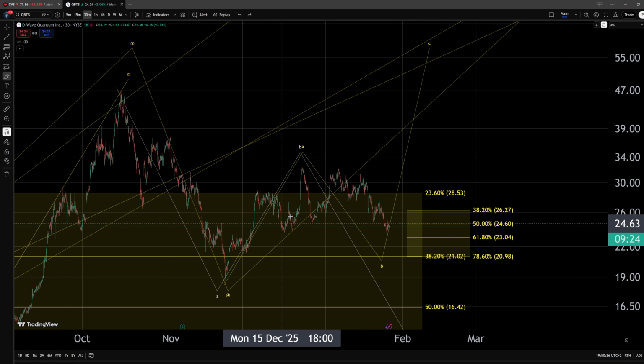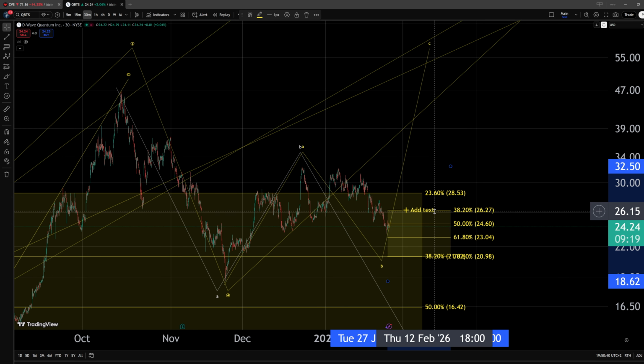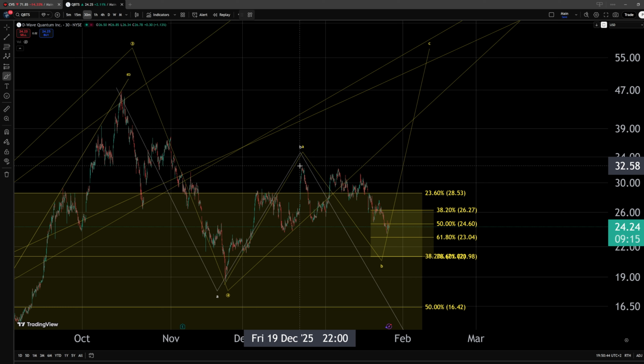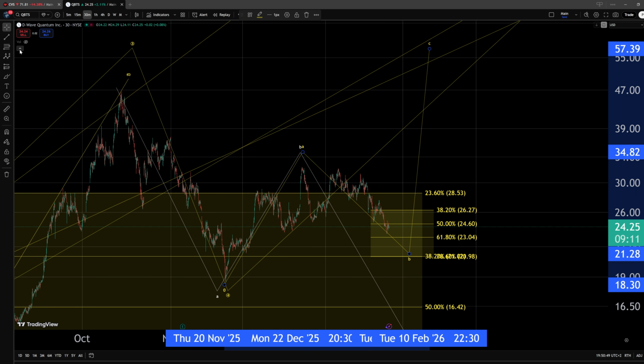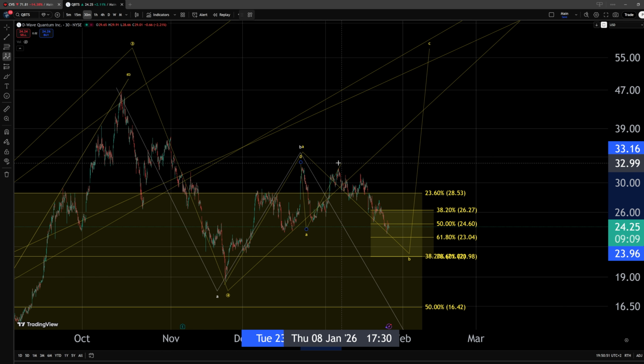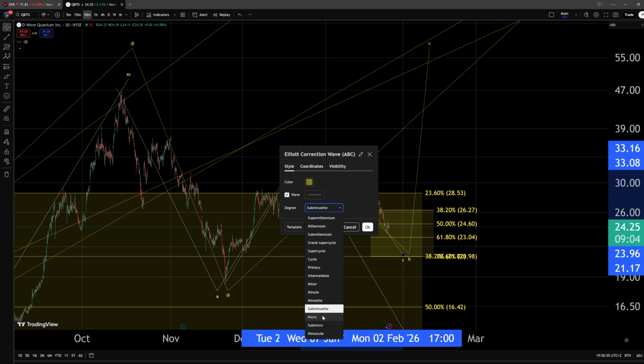Now, so far, we have already gotten into the area of support. I could even consider that this correction would be closer than we may think to completion, since I'm tracking internally an ABC pattern. Now, this would be a wave B. We would expect to form such a 3-wave move, and within the wave C, I would expect to form a 5-wave structure instead.